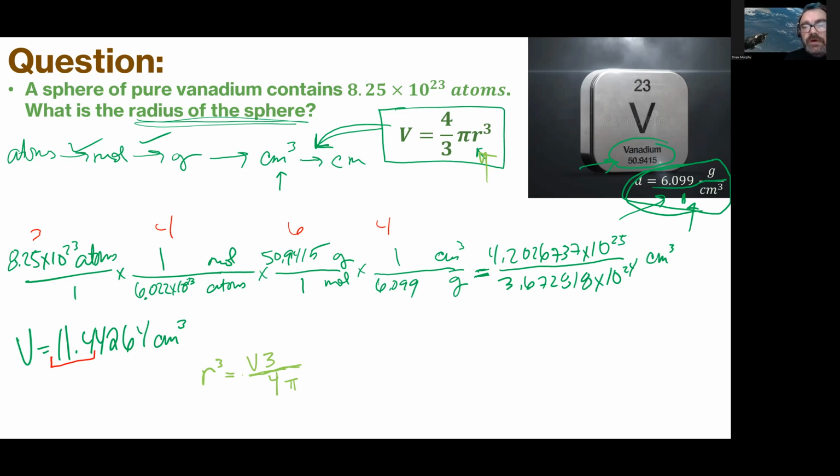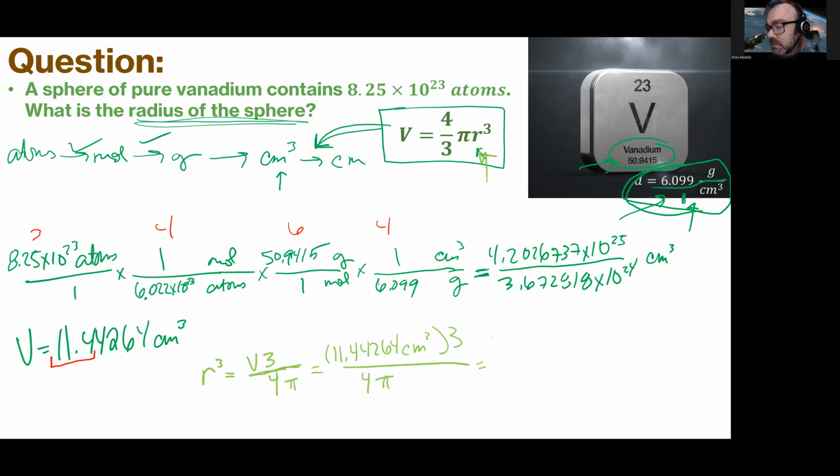Once we have that, we have volume. The rest of this is just numbers. So our volume is 11.44264. Even though we know that should be 3 significant figures, I'm putting all the digits in there. We're going to multiply this by 3. We're going to divide this by 4 times pi. So that's our volume times 3.